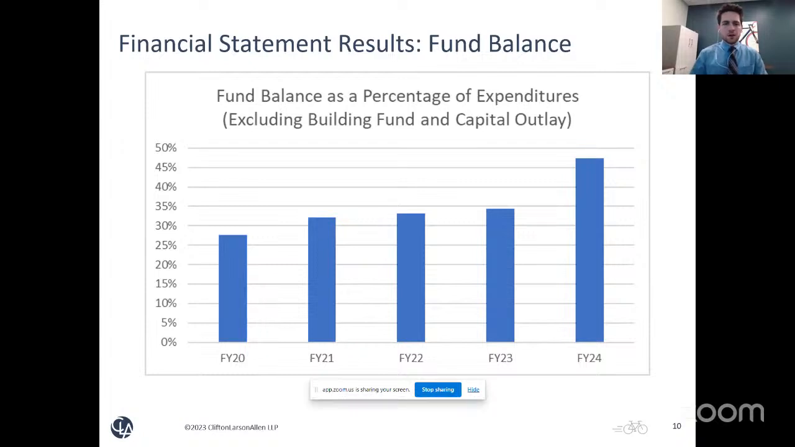So that's all of the information, financial statement results wise. Any questions or comments before we get into the IT recommendations and the single audit results?